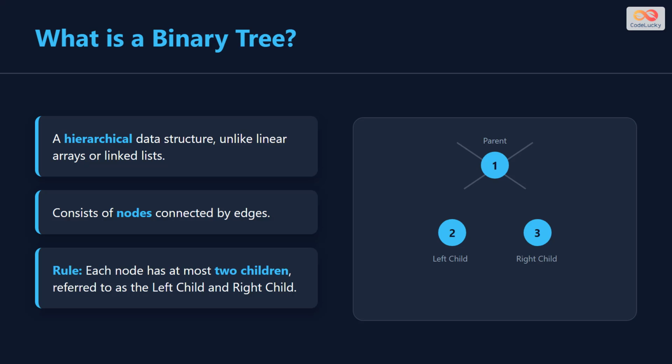A binary tree is a hierarchical data structure, which is different from linear structures like arrays or linked lists. It consists of nodes connected by edges. The most important rule to remember is that each node can have at most two children, which we call the left child and the right child.